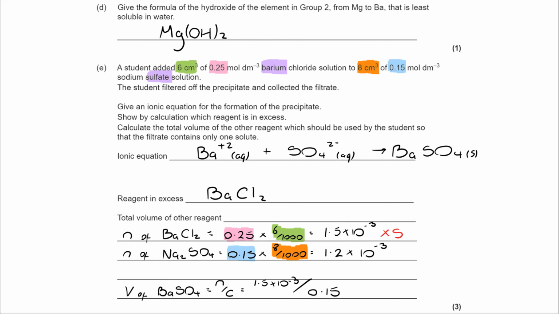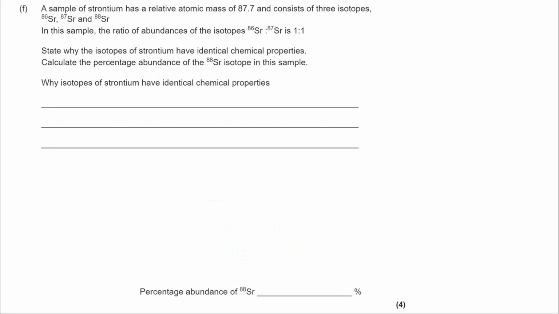And we also still know its concentration. It's 0.15 mol dm^-3, which gives us a volume of 0.01 dm^3. Alternatively, you may have written that down as 10 cm^3. Part F.